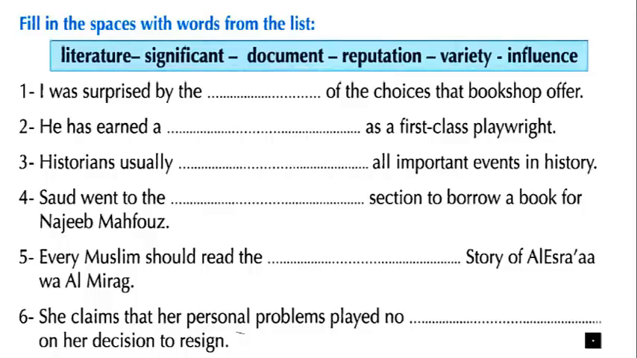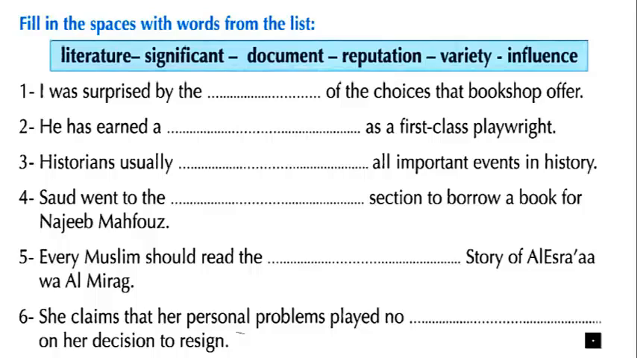The words are literature, significant, document, reputation, variety, influence. Sentence number 1 is: I was surprised by the space of the choices that bookshops offer. Number 2: he has earned a space as a first-class playwright. Number 3: historians usually space all important events in history.